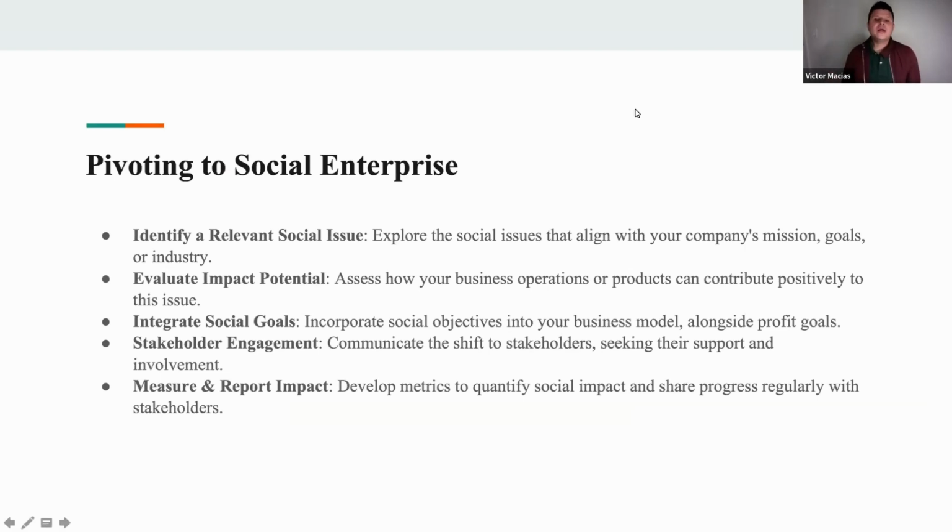Let's say you already have a business and you're considering pivoting to a social enterprise. A couple of things to keep in mind is you want to make sure that it's a relevant social issue that aligns with your company's mission. You don't want to just choose a random social cause that has nothing to do with your business, right? So make sure that it aligns with your mission. Make sure that you can evaluate the impact potential, create some goals, get stakeholder engagement. That's your customers, your investors, your partners, your managers, and your team, and measure and report the impact.